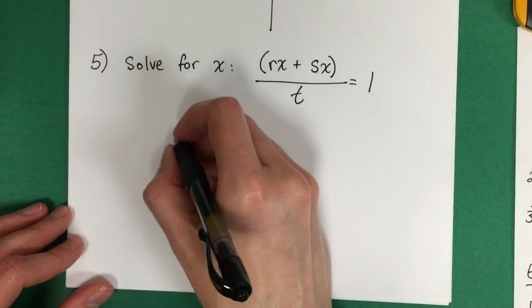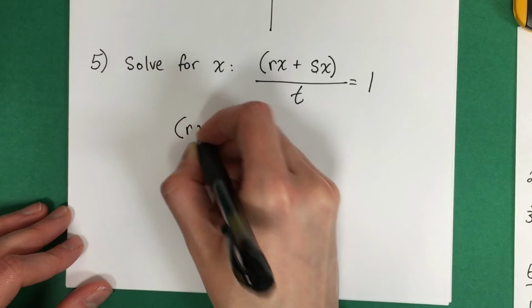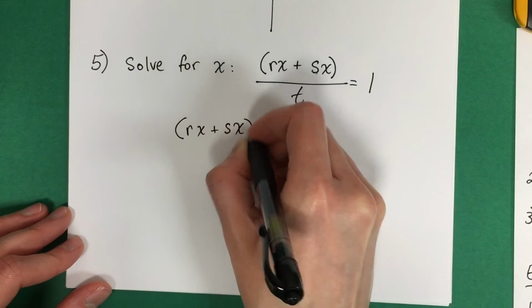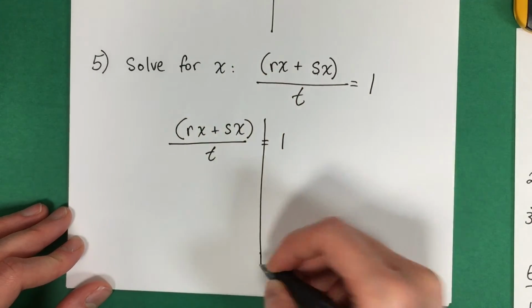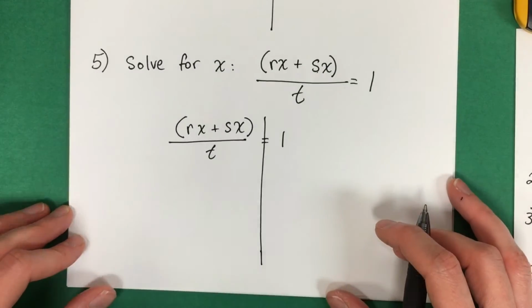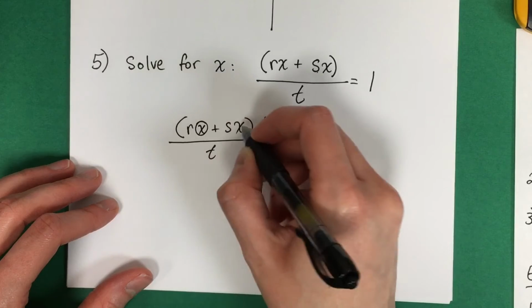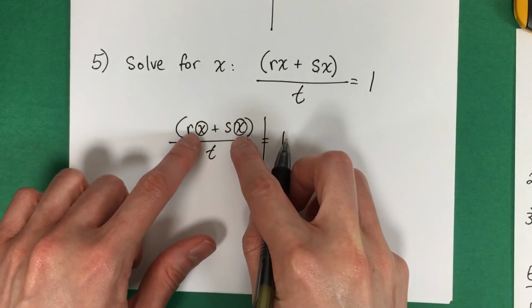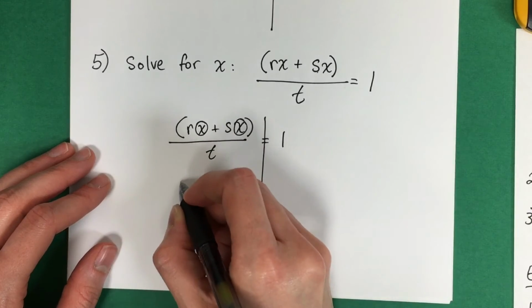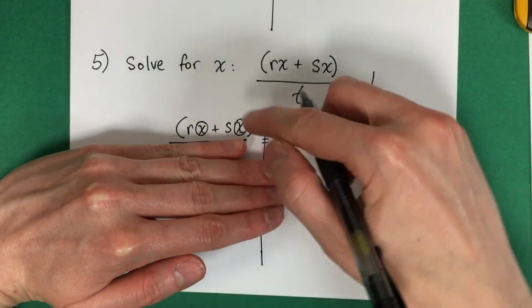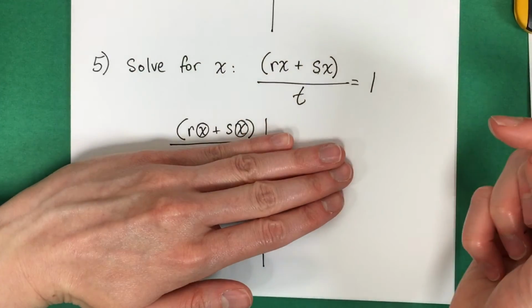Okay, so we're going to go ahead and copy that. So rx plus sx divided by t equals 1. We're going to put our line. Okay, I want the x alone. 2 x's. So what I'm going to do here is the same as I've been doing. So I'm just going to focus on this right now. I'm just going to focus here.